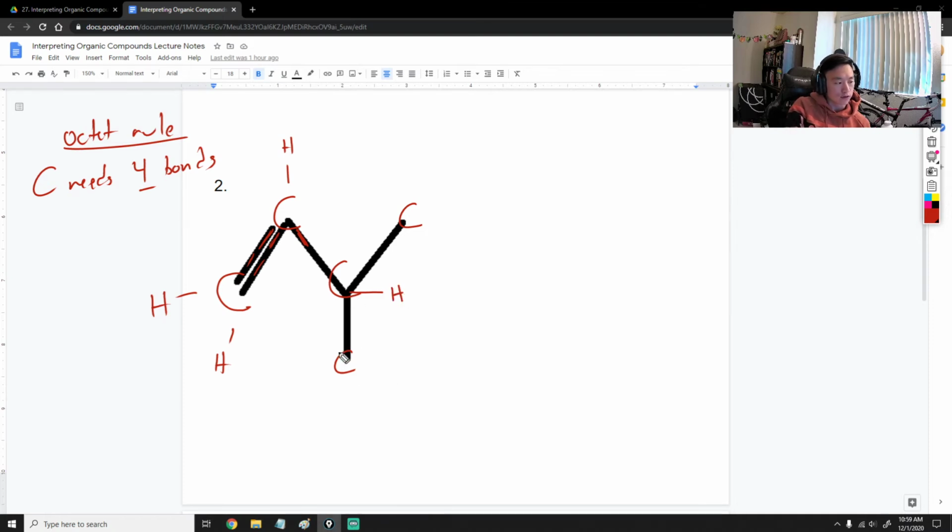Let's go down first. This carbon has a single bond, 1 line, so it needs 3 in order to get to 4. And then lastly, this carbon right here has a single bond as well. So that means it's going to need 3. Okay, so we've figured out how many hydrogens each of these carbons need based on the lines. So now we can just count them up.